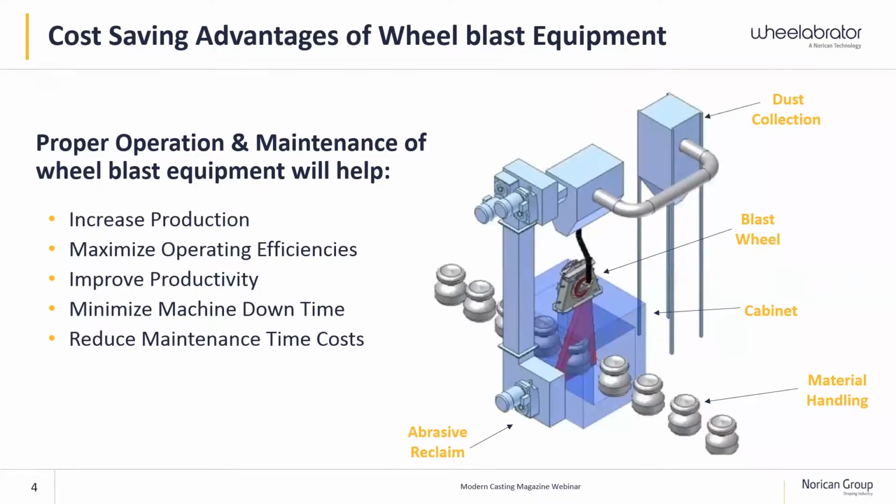Real quick, a recap. Everybody that has seen a shot blast machine is aware of all of the components that go into them. They all have a blast machine, a material handling section, the blast cabinet, and abrasive reclaim. There are different variables of that, which we'll talk about lightly. You've got your elevator, your separators, and then a dust collector system. If you're running all of these systems properly, it's going to help you increase your production, maximize your operating efficiencies, and improve your productivity. One of the biggest ones is to minimize machine downtime, and reduce the maintenance time and cost associated with any downtimes.